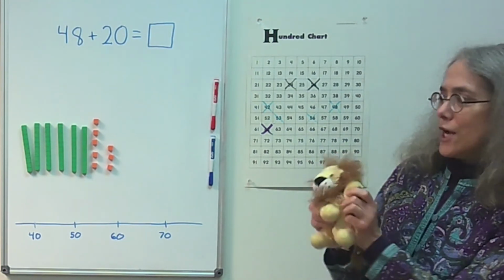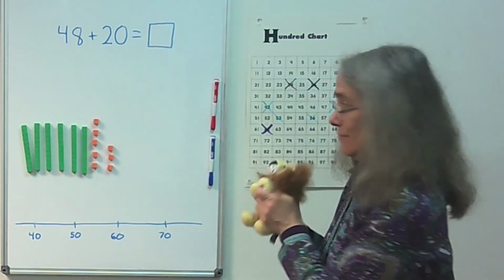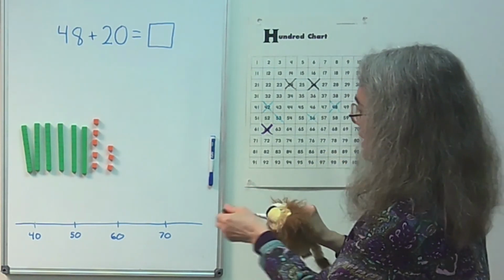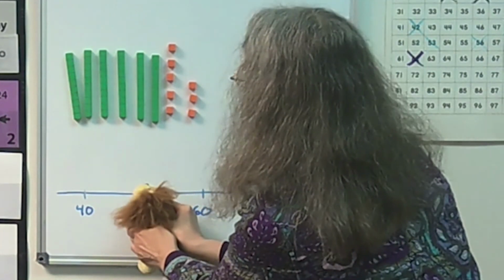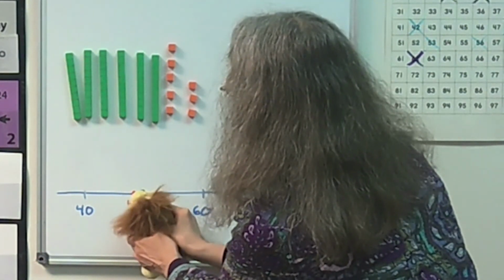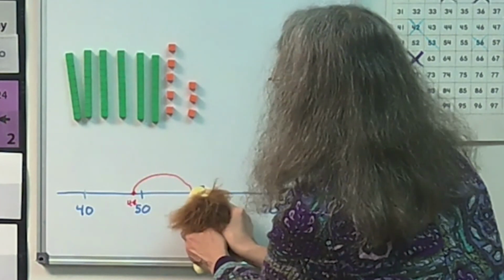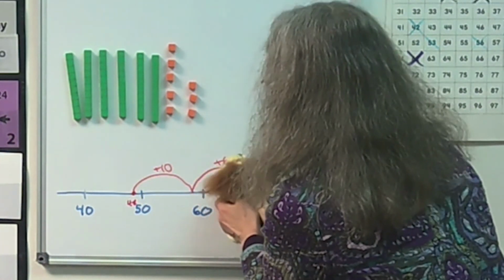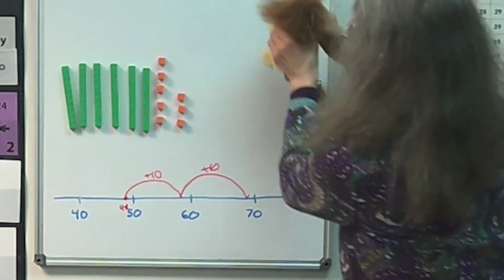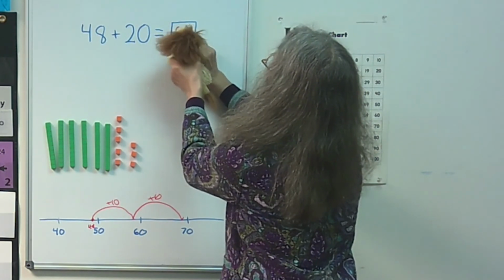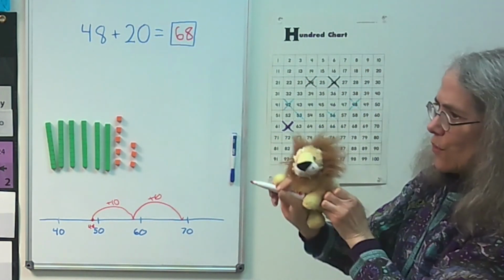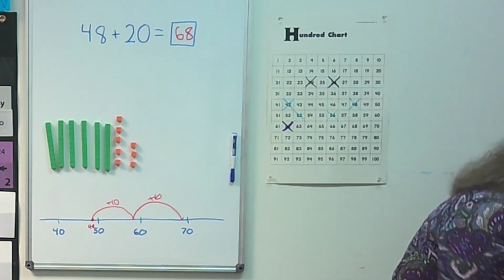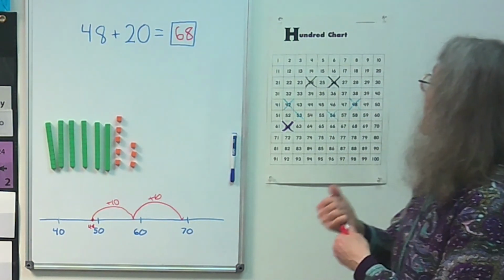I'm a number lion, and I like number lines. Get it, kids? All right, we need that red marker to do this one. And we're starting at 48. That's really close to 50, right here. We're at 48. And we're going to do 2 jumps of 10. Here we go. Ready? 58. 68. Plus 10 and plus 10 is plus 20. And that got us to 68. Hooray! Great number. Now we need to mark the 68 with a purple marker on your 100 chart.